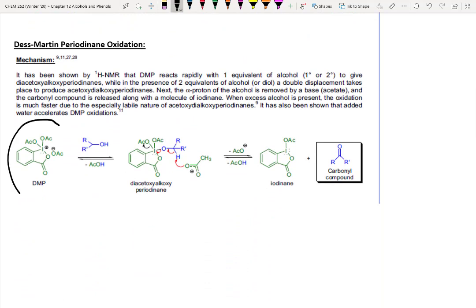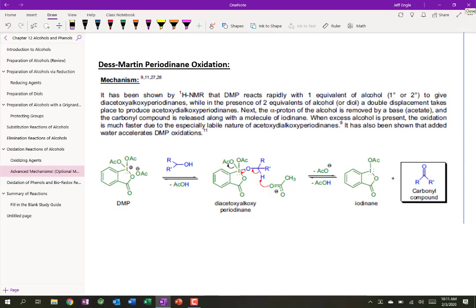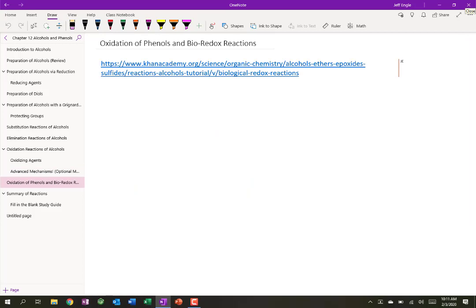So I mentioned that DMP is kind of a complicated molecule to draw. That's what DMP looks like. And like I said, it is explosive, so you have to be careful when handling it. All right, so that's essentially the end of the chapter. You may notice that there's a section in the book called Oxidation of Phenols and Biological Redox Reactions. I'm actually choosing not to cover that right now just because we don't have enough time. But if you are interested, there's a Khan Academy video that covers it as well.